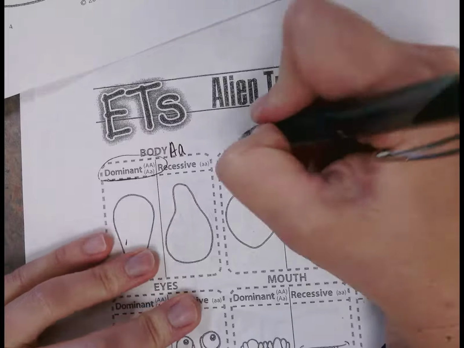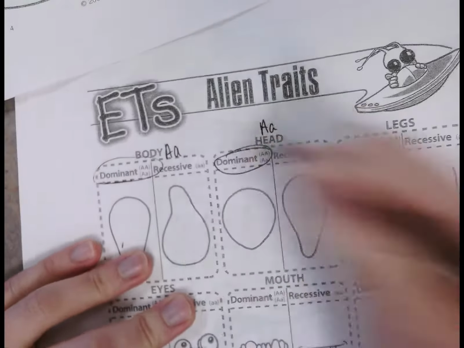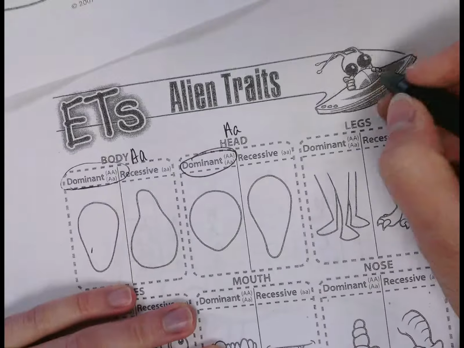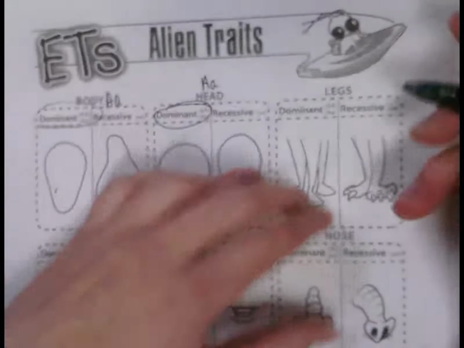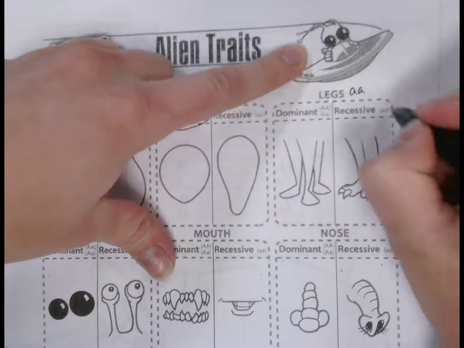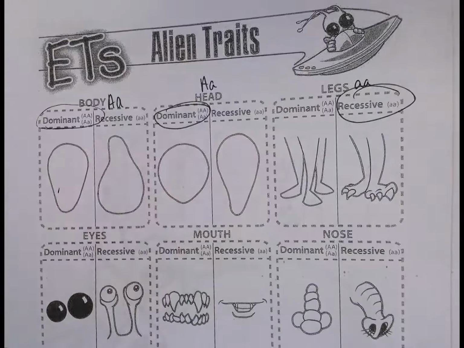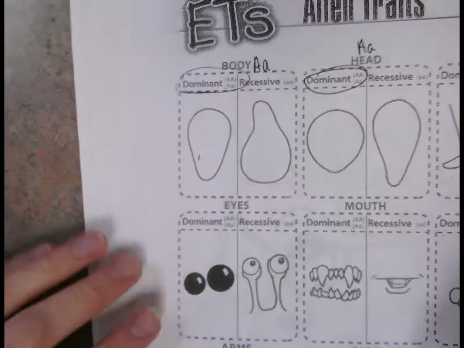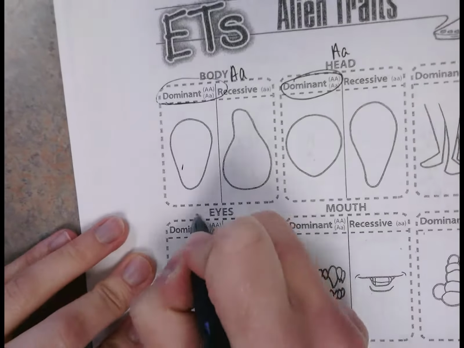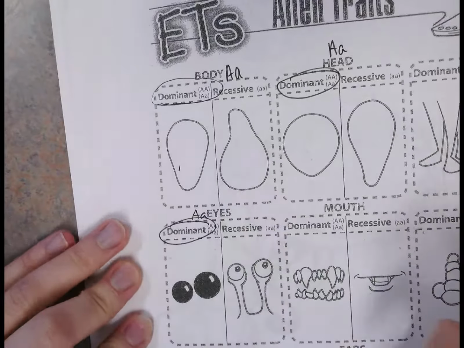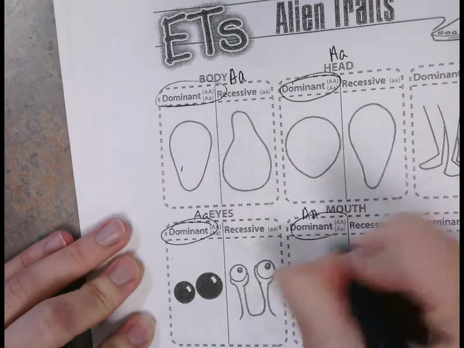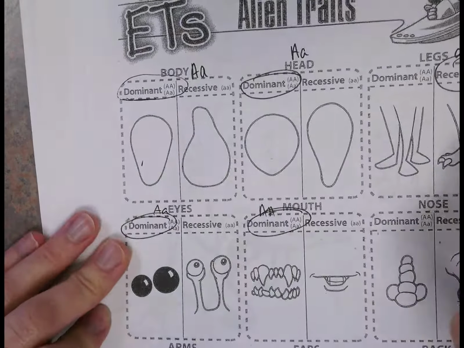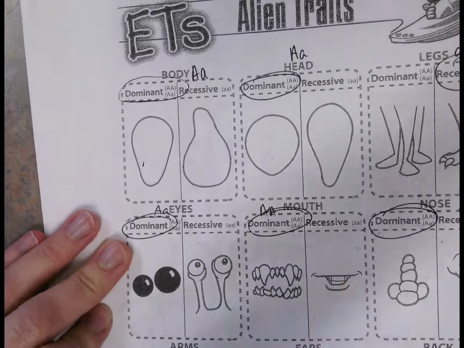Let's see, for my head it was big A, big A, so again I'm going to have the dominant trait. Legs was, from looking at my table, actually two, and you are going to have to flip back and forth to what you had before. In this case, I had two little a's, so I actually had the recessive trait. Eyes was big A, little a, which was that one. Mouth was two big A's, still the dominant trait. The nose was A, so dominant.